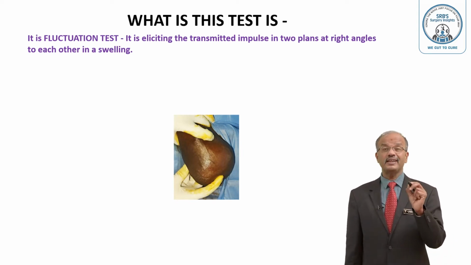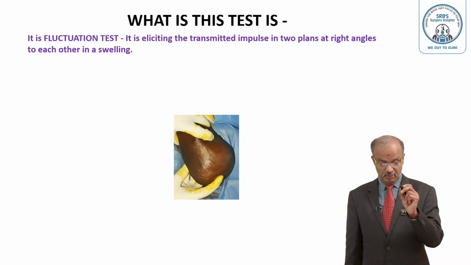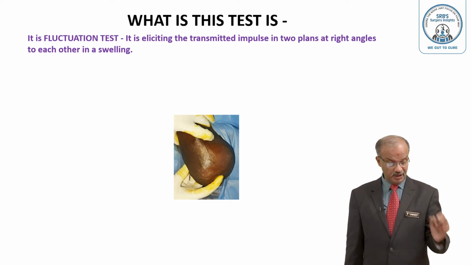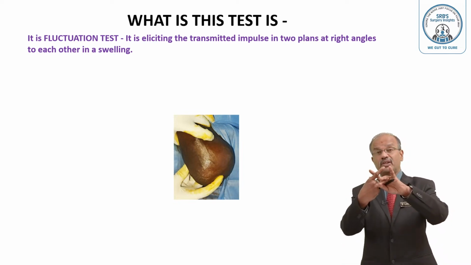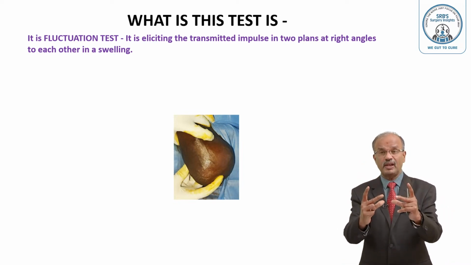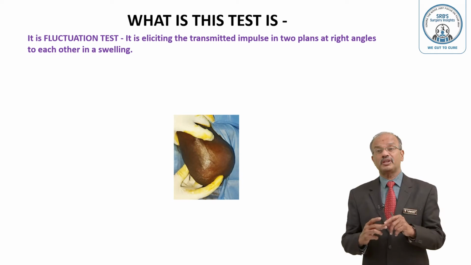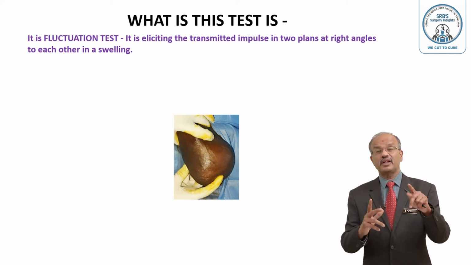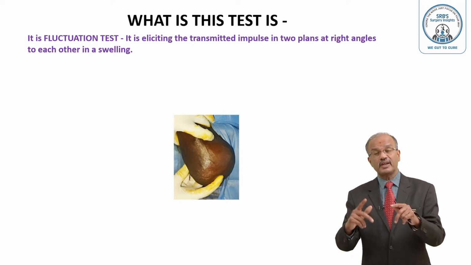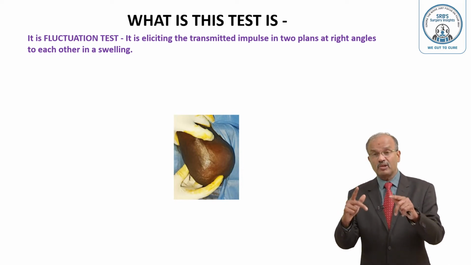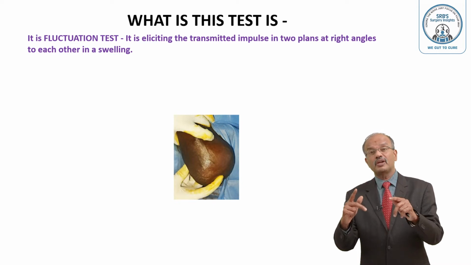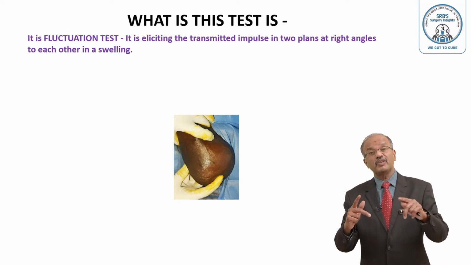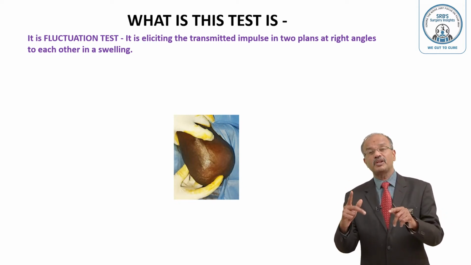It is eliciting transmitted fluid movement or impulse in two planes at right angles to each other. So you have to always elicit it at right angles. For fluctuation, you have to fix the swelling, then elicit in two directions. If you elicit in only one direction, it is not called fluctuation. You press one side, that is called the displacing finger. Then you feel the elevation, that is called the watching finger or perceiving finger. The displacing finger is active; the watching or perceiving finger is passive.